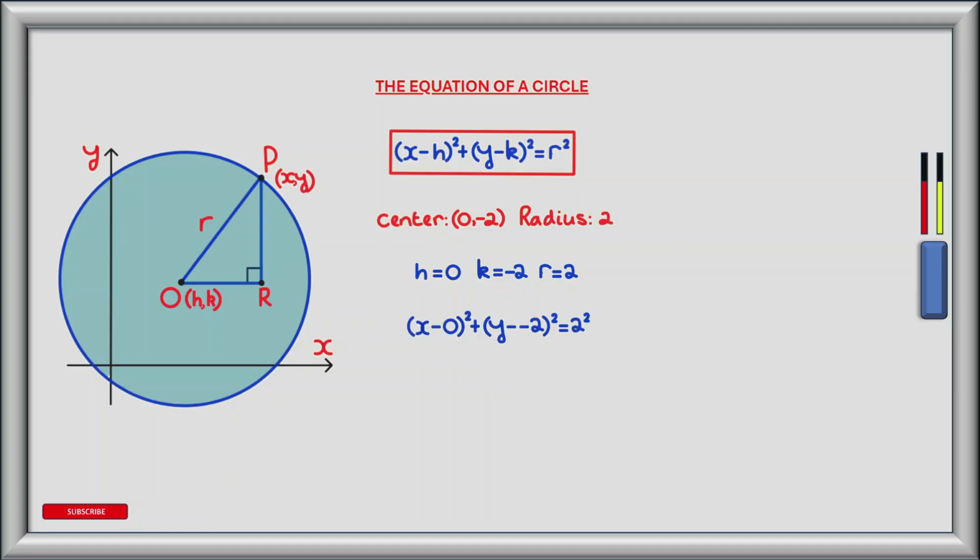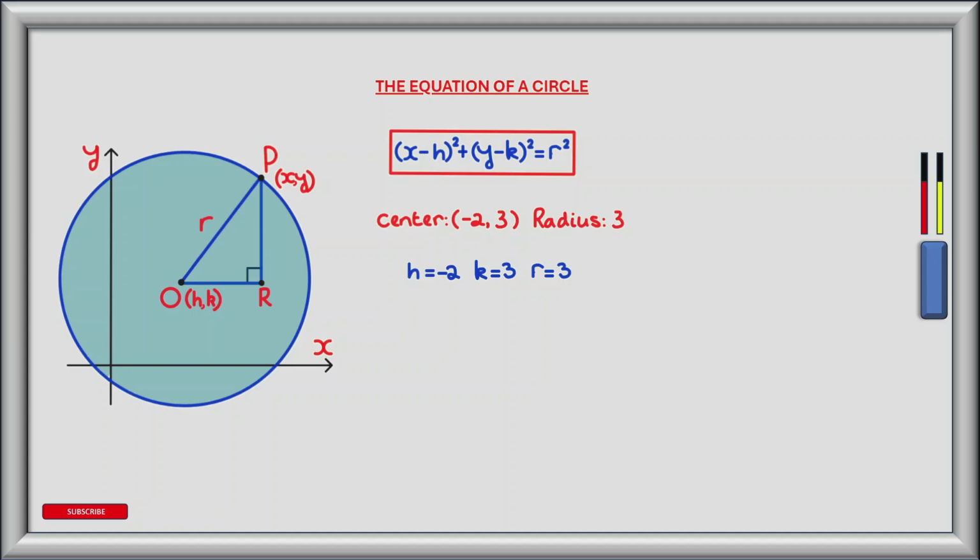And plugging these values of h, k, and r into the general form of the equation gives x minus 0 all squared plus y minus minus 2 all squared is equal to 2 squared. Simplifying this gives x squared plus y plus 2 all squared is equal to 4, which is the equation of the circle. Now let's look at this example where we have a circle centered at coordinates minus 2 and 3 with a radius of 3.